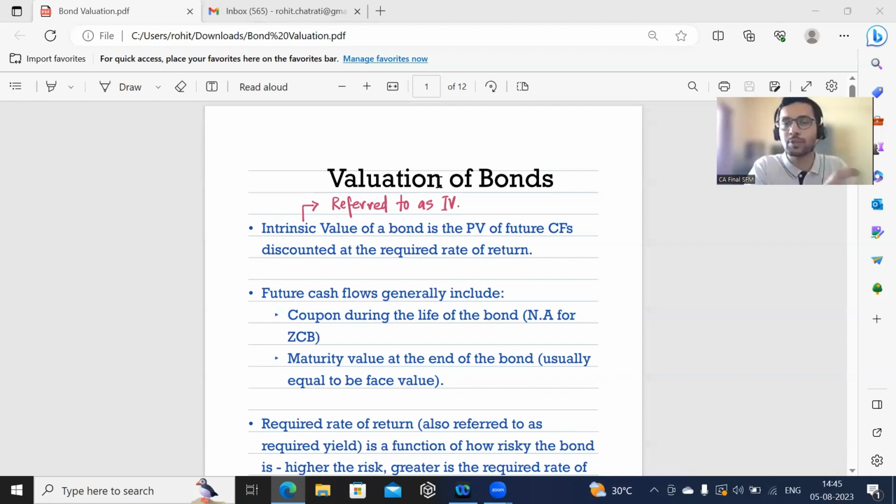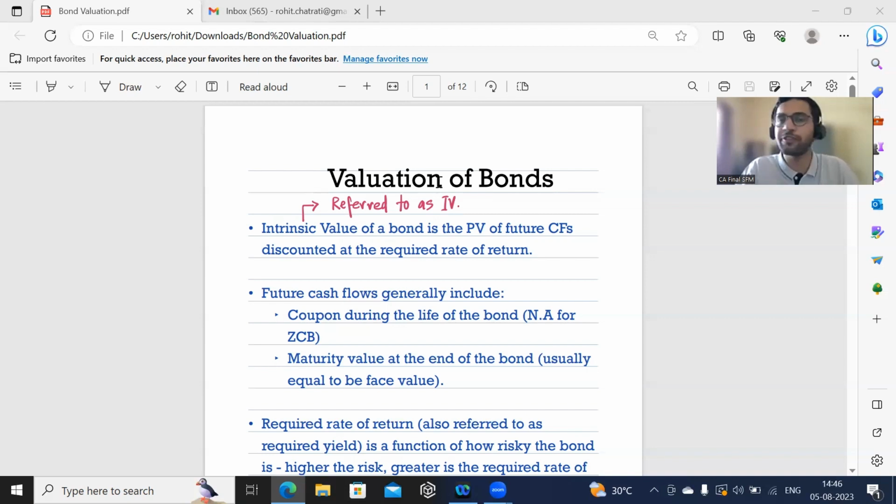Therefore, the value of the property is a function of how much rent you're going to earn. Similarly, the value of any asset for that matter is going to be a function of the benefit that you're going to get from the asset. How much you pay for an asset is going to be a function of how much you're going to get as a benefit from the asset. Similarly, in case of a bond, the value of a bond is the present value of the future benefit that you will get from the bond.